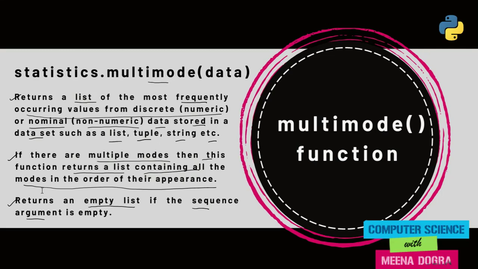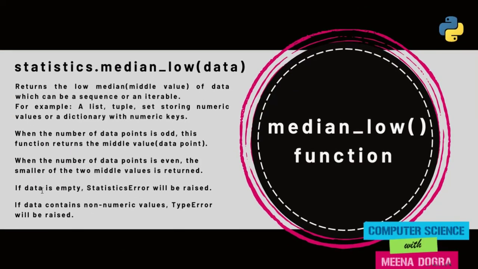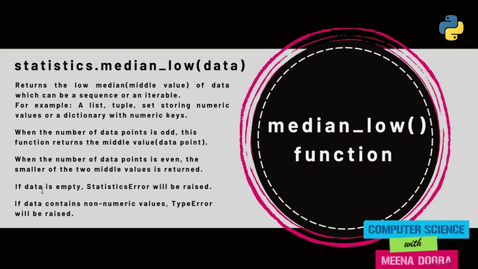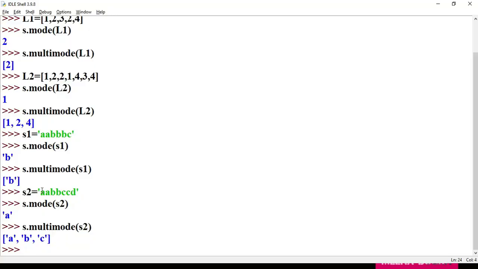Next function would be the median_low function. So we did the median function, which returns the middle value of data. In median, if the number of data points is odd, we get the exact middle value. Whereas if the number of data points is even, we get an average of the two middle values.